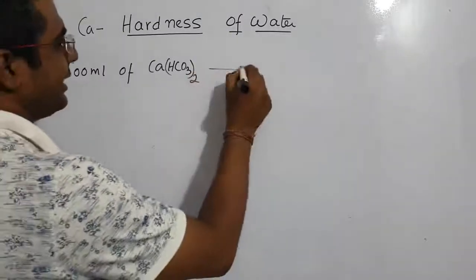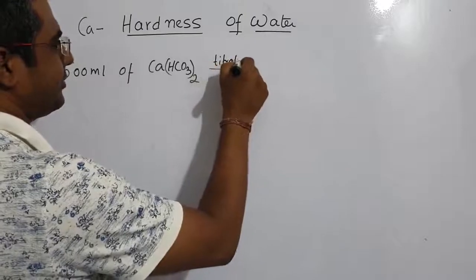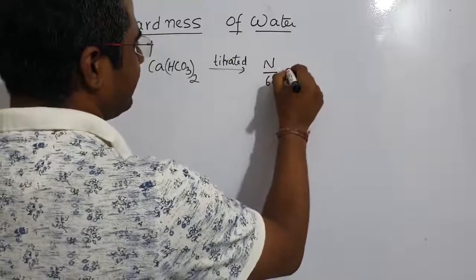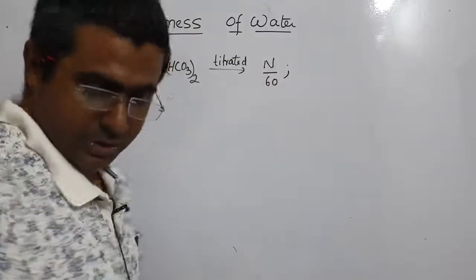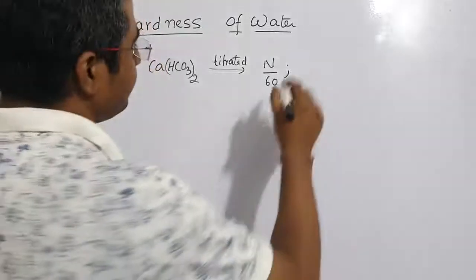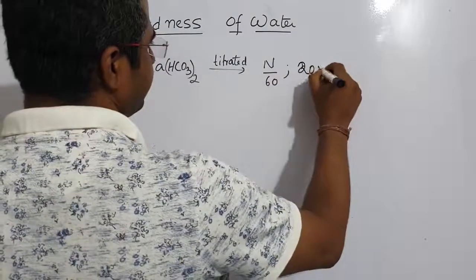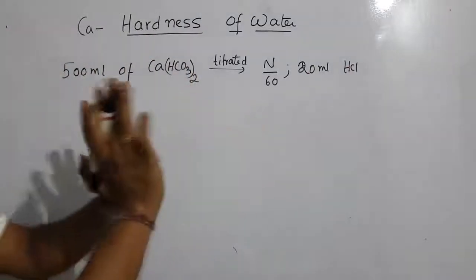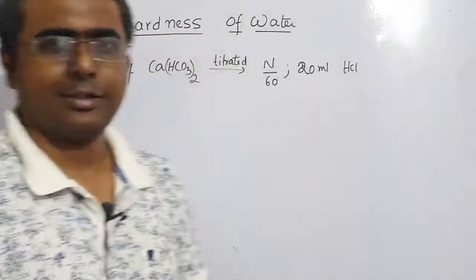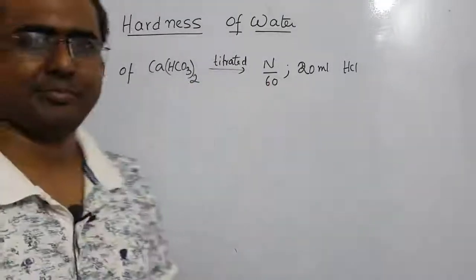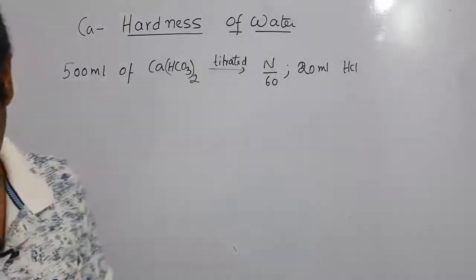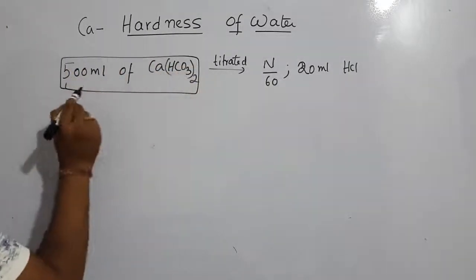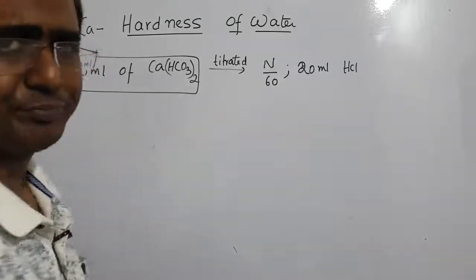Now this is titrated against N/60 20 milliliter HCl, okay? So this is titrated against N/60 20 milliliter HCl to neutralize it completely. The question that has been asked is: calculate the degree of hardness of this water that you have got, okay?